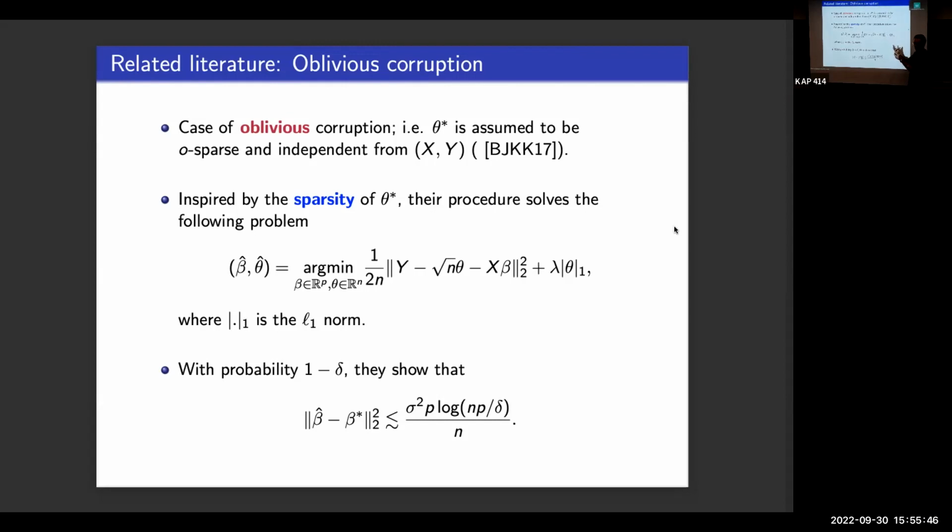You have a sparse vector you're trying to estimate, you penalize with the L1. So here they know that this theta is sparse, so I'm going to penalize theta because only a few of the coordinates of theta are different from 0. It makes a lot of sense to just say, I'm going to solve this linear regression optimization problem and penalize my theta with the L1 norm, so that what it returns is a vector beta and a sparse estimate of theta, okay?